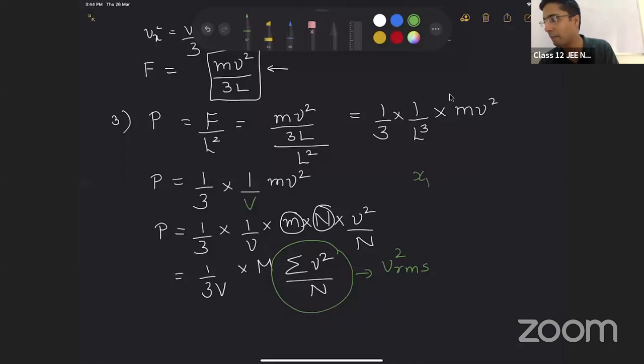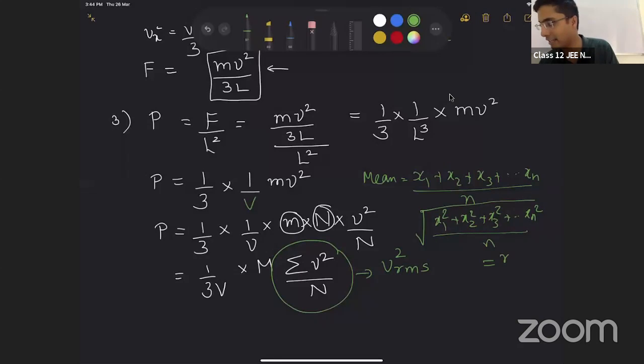Just like x1 plus x2 plus x3 plus xn upon n is the regular mean, the square root of x1 square plus x2 square plus x3 square plus xn square upon n is defined as the RMS, root mean square. Correct? So pressure basically becomes m by V into 1 by 3 into V RMS square.